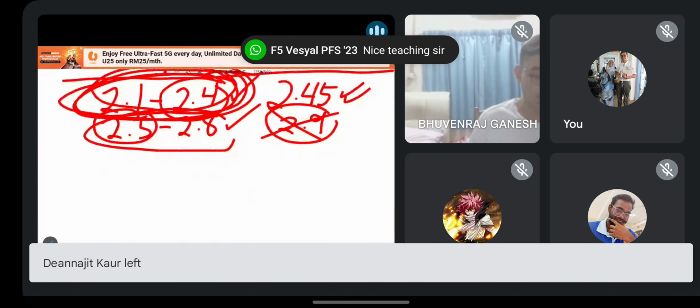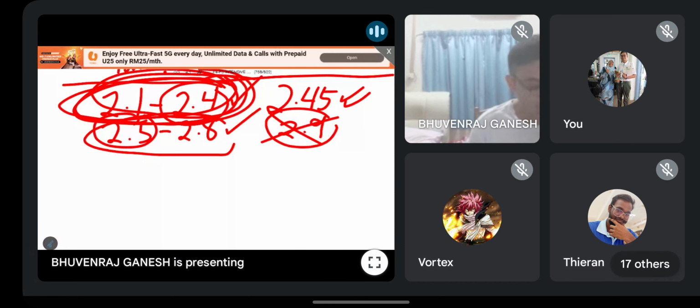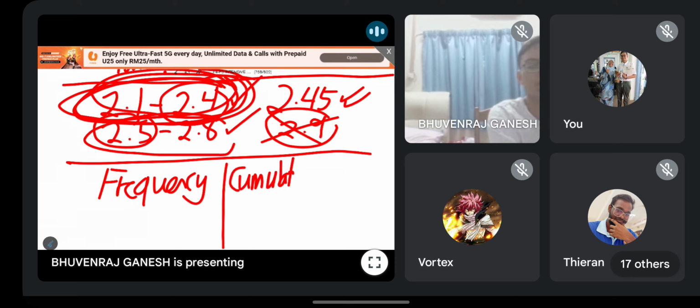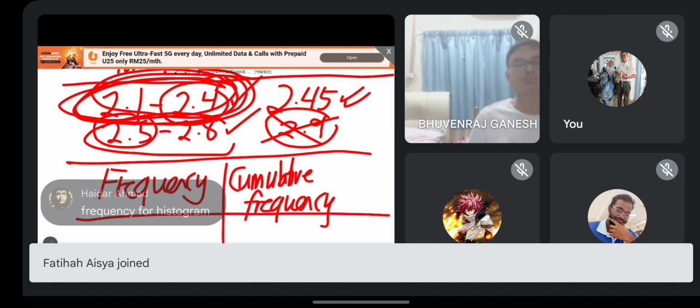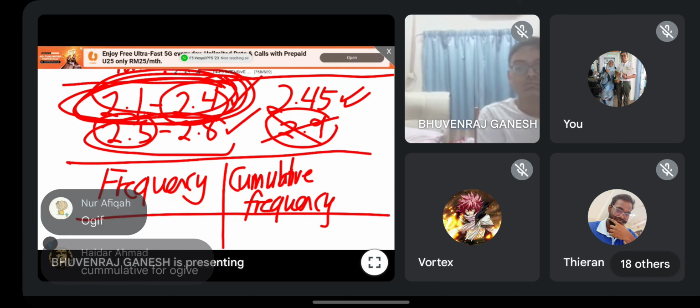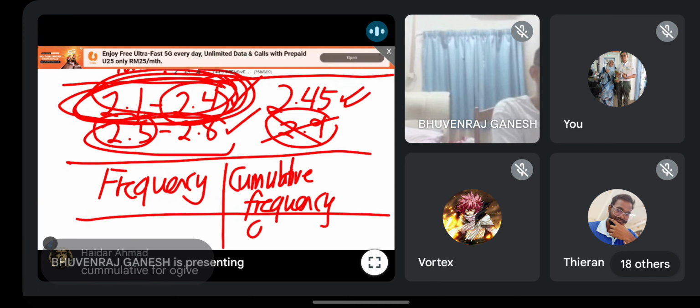Okay, so I think master already all the basic. So now we talk about frequency and cumulative. So guys, when do we plot frequency and when do we plot cumulative frequency? Kat mana kita plot frequency dan kat mana kita plot frequency cumulative? Anyone know? Which type of graph? Okay, OGIVE mana satu? Very good. Cumulative for OGIVE.